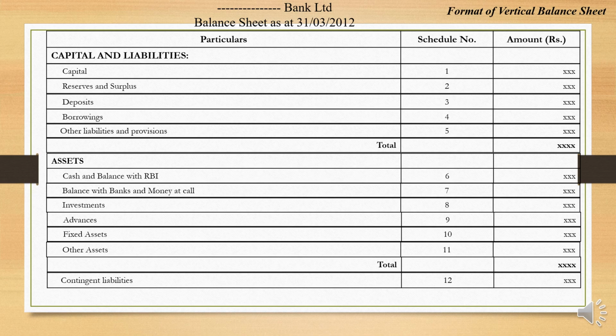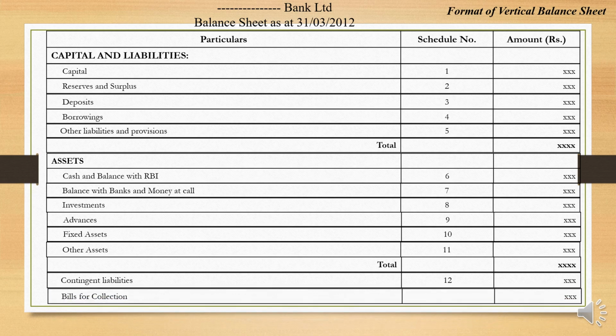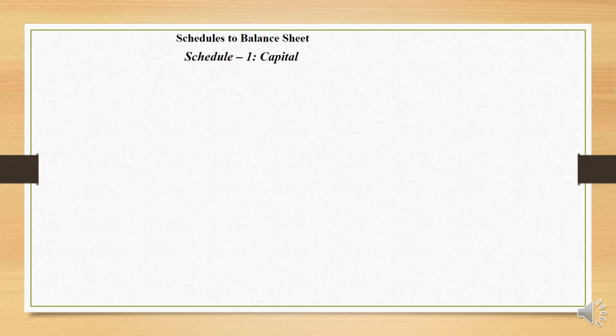So these are the items that come in the balance sheet, and this is the format of the vertical balance sheet of a banking company. Now we'll discuss the contents of each schedule. We'll start from schedule number 1.